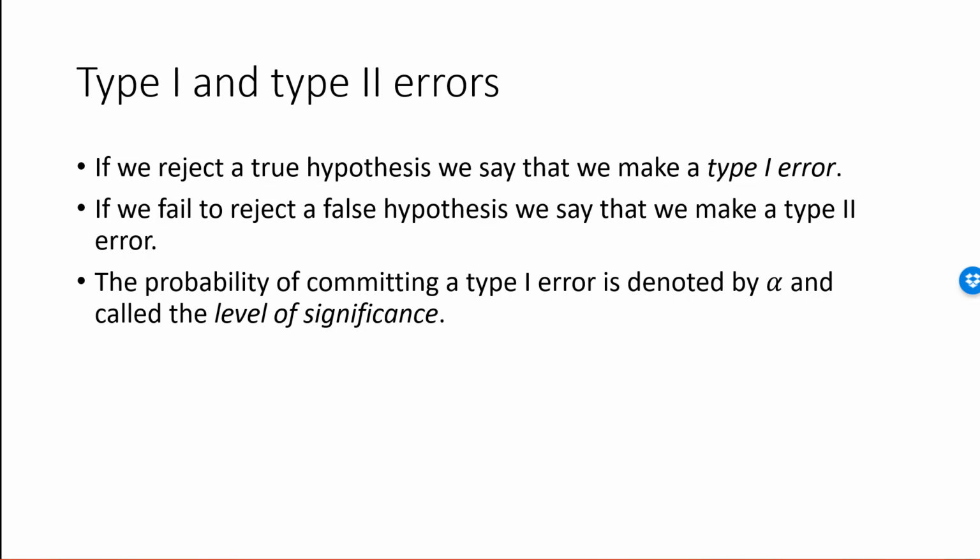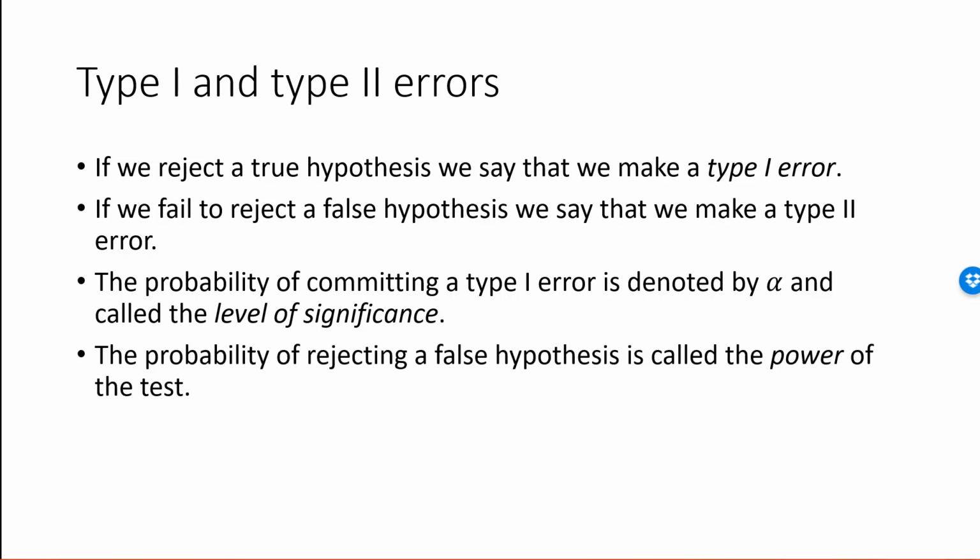The probability of committing a type 2 error is typically denoted by beta. It's not as important as the alpha. In fact, it's 1 minus beta that's typically the interesting part. So beta would be the probability of not rejecting a false hypothesis. 1 minus beta would be the probability of rejecting a false hypothesis. I want that to be high, so we call that the power of the test. That is, the probability of rejecting a false hypothesis is called the power.